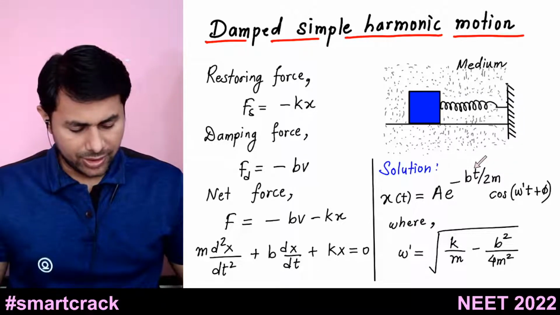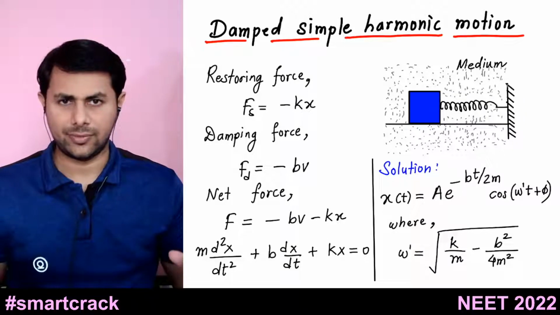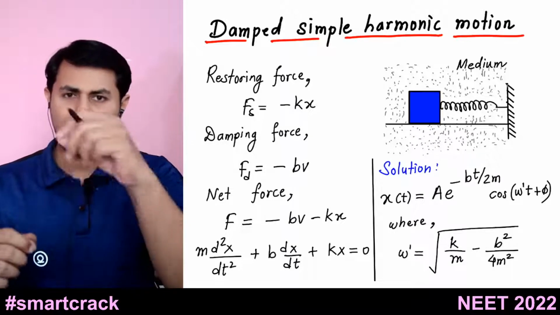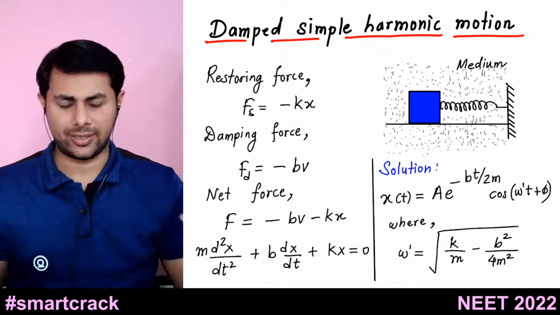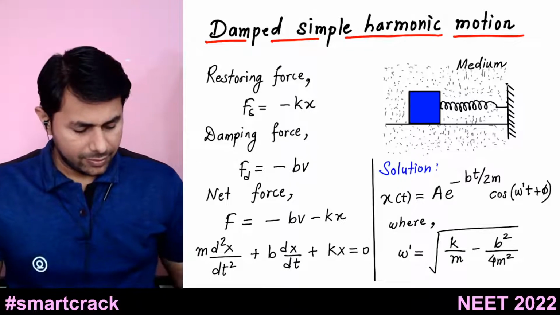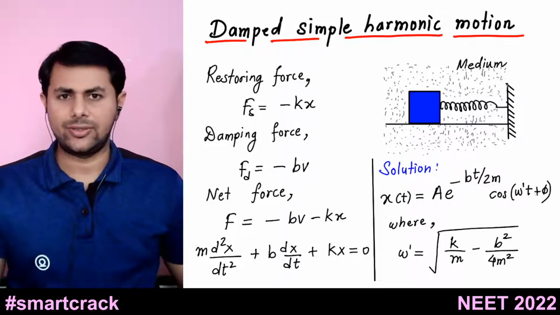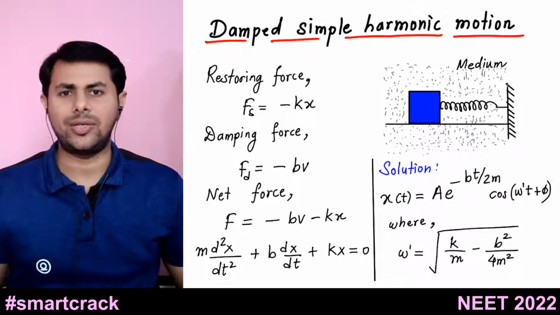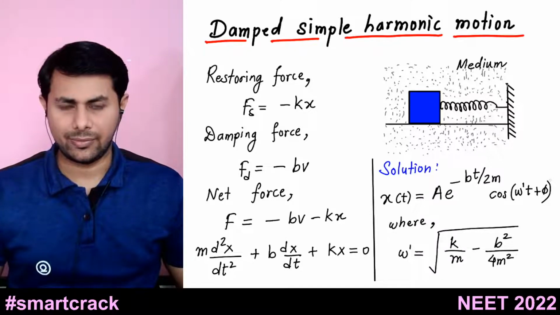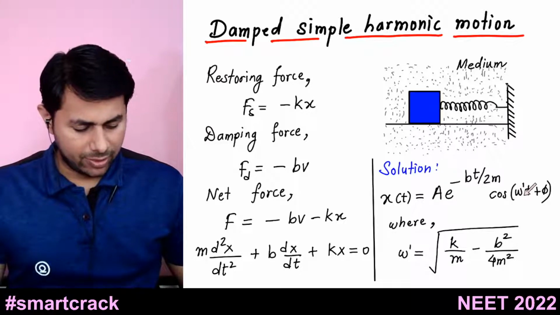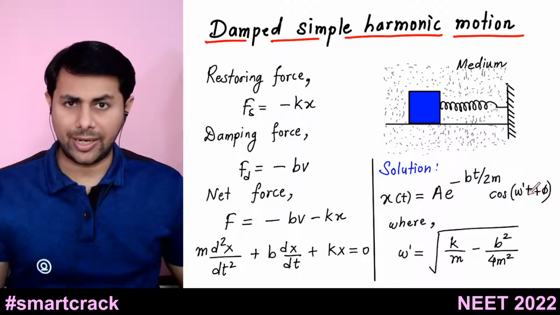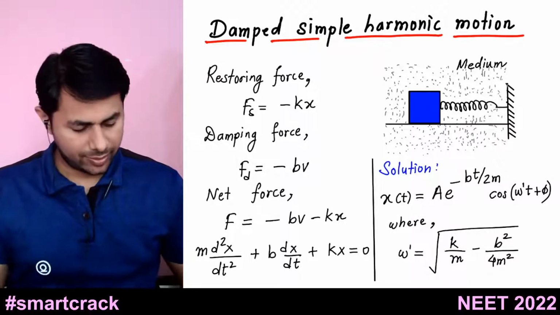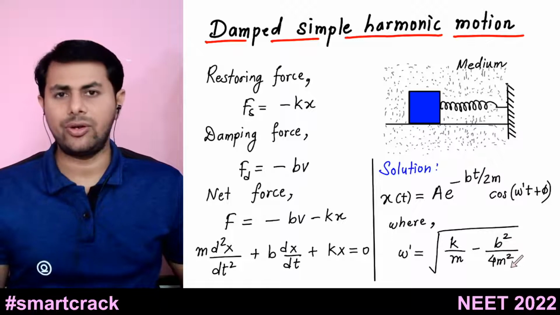So your amplitude, this is the total amplitude, goes on decreasing. That's why it is called a damped simple harmonic oscillator. Its amplitude gets damped, it goes on decreasing, and it oscillates with this frequency. In case of simple harmonic oscillator, the angular frequency was omega equals square root of k by m. Here the angular frequency will become omega prime, and that omega prime is square root of k by m, but with an additional term, minus b square upon 4 m square.